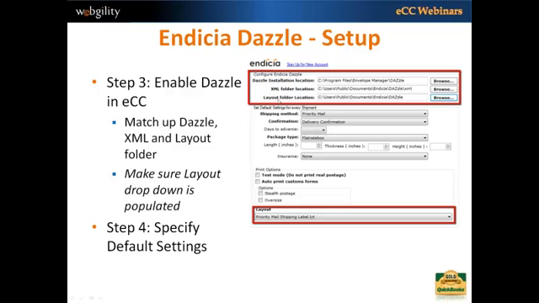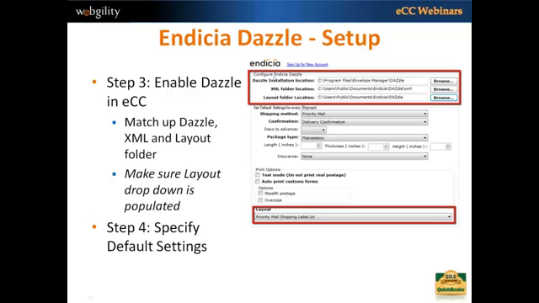The third folder location we need to specify is the layout file folder location. This is the folder location that is used by Endicia Dazzle to specify the layout file for your shipping label. The moment you specify the proper layout folder, again, this is typically the public documents Endicia Dazzle folder, just one level above the XML folder. Once you specify that, you will notice at the bottom of the screen on the layout panel, there'll be a drop-down which will get populated with these .lyt or layout files that eCC is able to read from Endicia Dazzle.